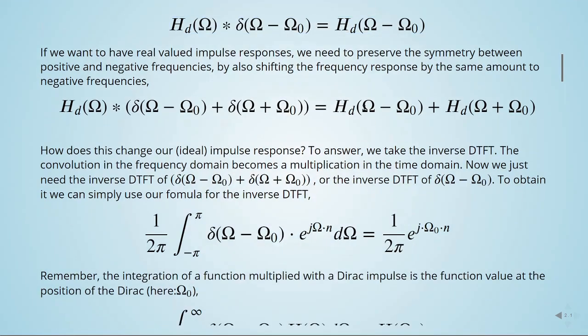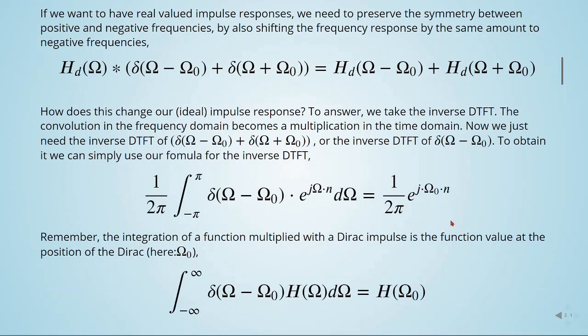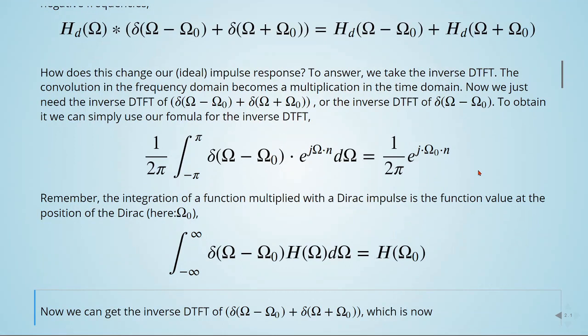And how does this change our ideal impulse response? To answer, we take the inverse DTFT. So the convolution in the frequency domain becomes a multiplication in the time domain, and now we just need the inverse DTFT of this part here. And to obtain it, we can simply use our formula for the inverse DTFT. And remember that the integration of a function multiplied with a Dirac impulse is the function value at the position of the Dirac, and here that is omega null.